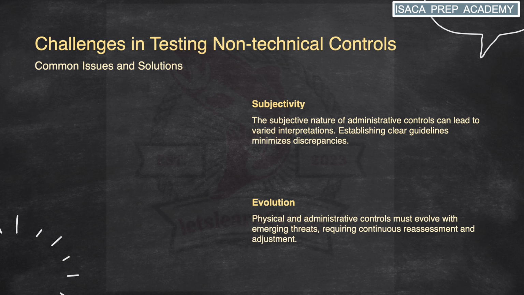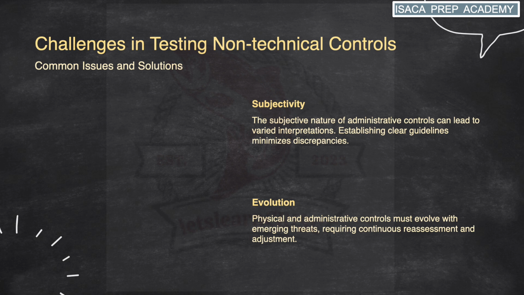Physical controls, such as access control systems, surveillance cameras, and perimeter barriers, need to adapt to changing threat landscapes and technological advancements. This may involve upgrading surveillance systems to incorporate advanced analytics or deploying biometric authentication methods to enhance access control. Regular assessment of physical security measures allows organizations to identify vulnerabilities and implement appropriate enhancements to mitigate emerging risks.